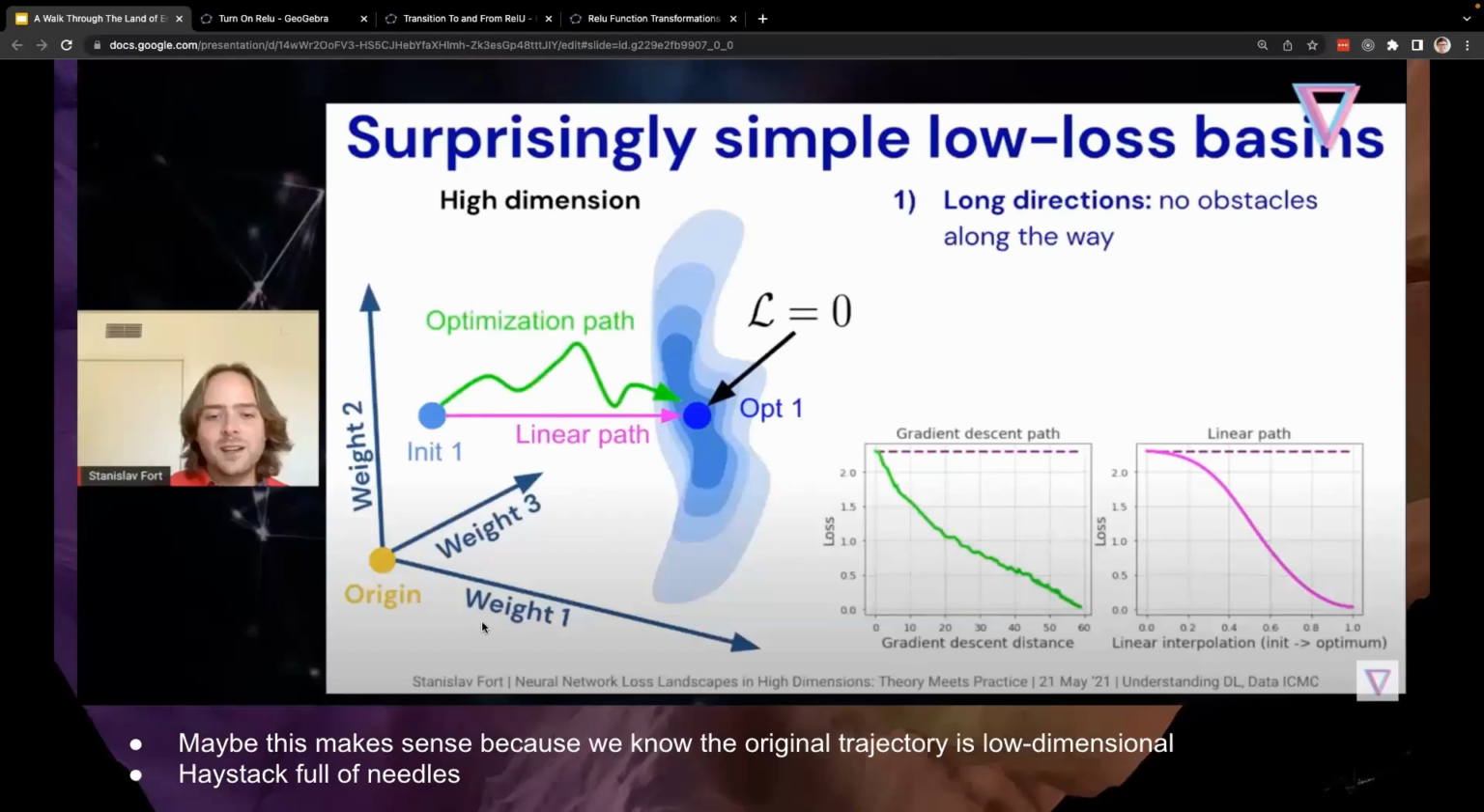This is a different slide, but again it's sort of talking about the same thing. This is that linear path thing, from the Goodfellow paper, which is what I'm talking about. When you initialize somewhere and find an optimum, if you draw the linear path there, it turns out there aren't big ups and downs. It does go down the whole way, but not quite as steeply as the gradient descent path. But in any case, you still can get there. And again, I think that makes sense with those low dimensional trajectories and the haystack full of needles.